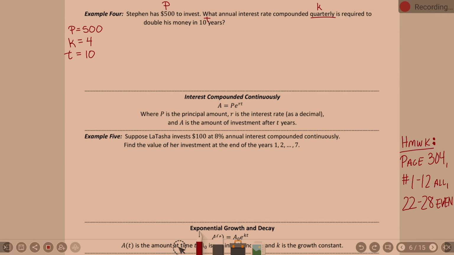What is required to double his money? What's he starting with? 500. So what's he trying to grow to? He's trying to grow to 1,000. Good catch. That's the tricky part of this problem, isn't it? Or at least a tricky part. And then what are we looking for? We're looking for R.